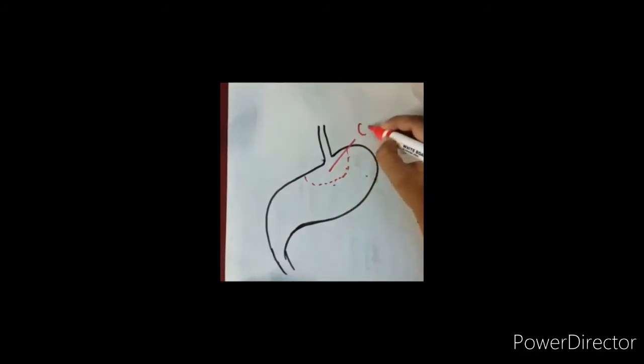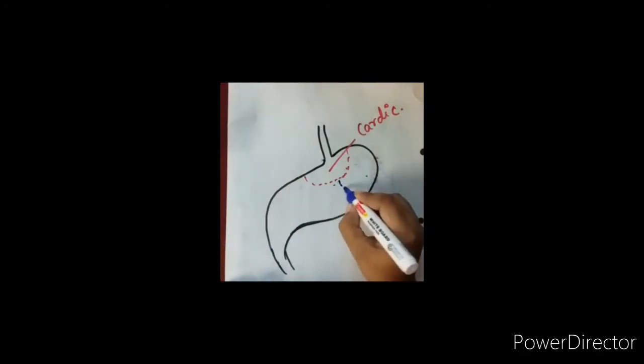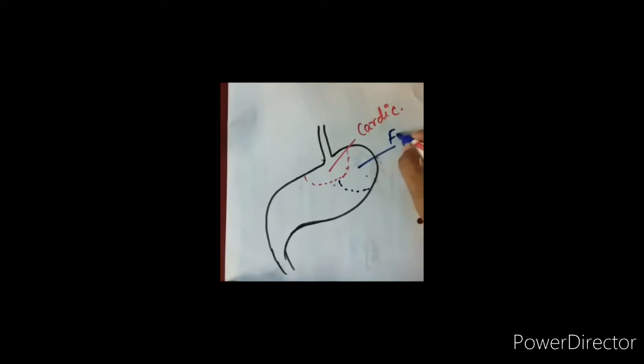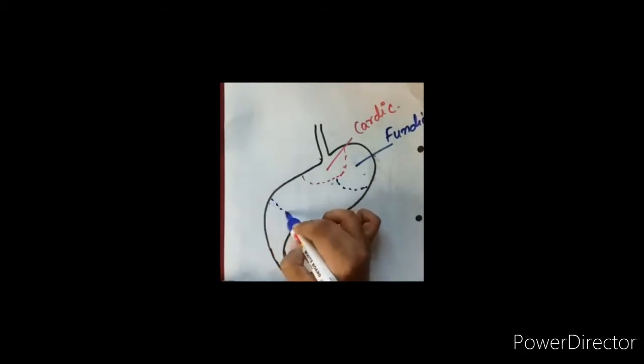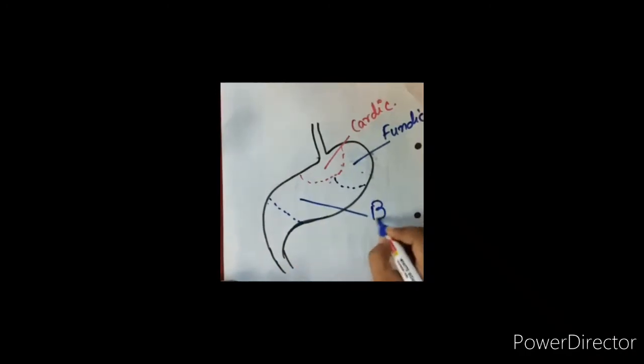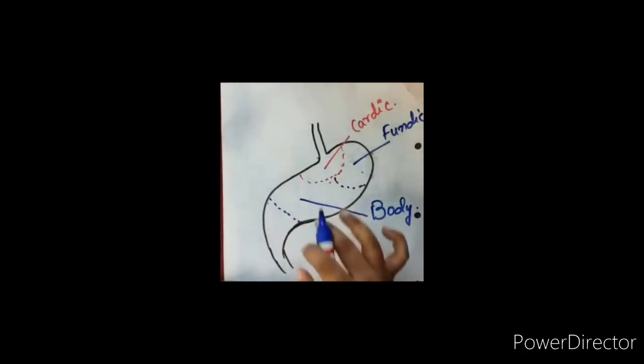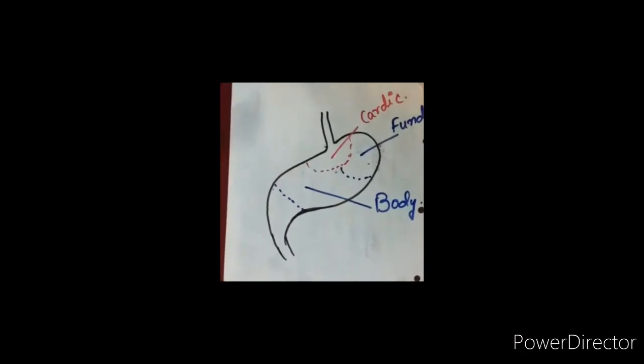This is known as cardiac. This area, I'm marking it with blue, is known as fundic. Here the central portion is known as the body, where the proper activity of the stomach takes place. And this area is known as pyloric, where this region opens into the small intestine.